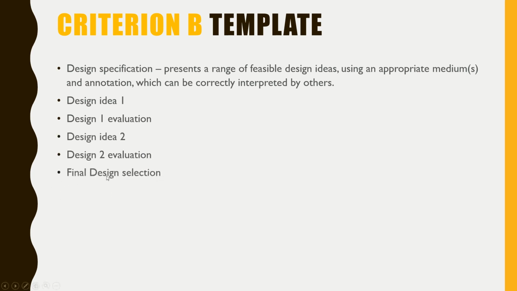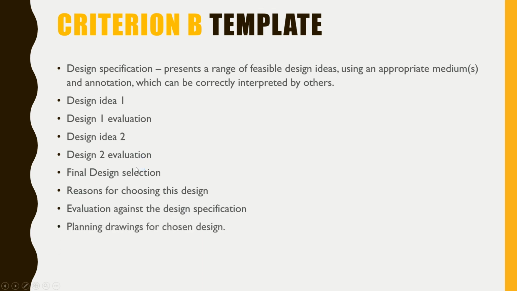Then you would do the final design selection, so you would analyze all the results that you found and make it very clear why you've chosen design 1 or 2 over the other, which is the reasoning that you've done. Then you evaluate it against the design specifications, so you evaluate how successful it was, and then you show your planning and drawings for the chosen design. That's your final storyboard, describing very clearly all the transitions from start to finish of your game.